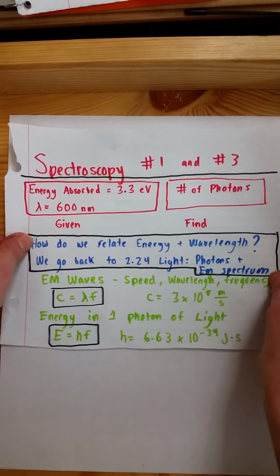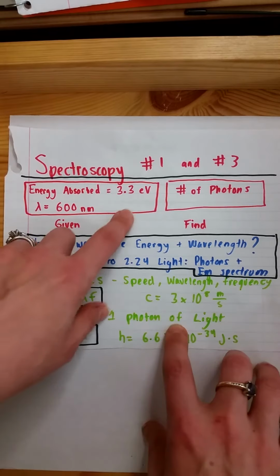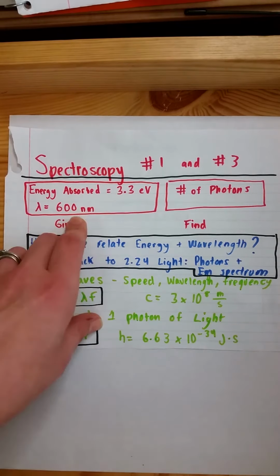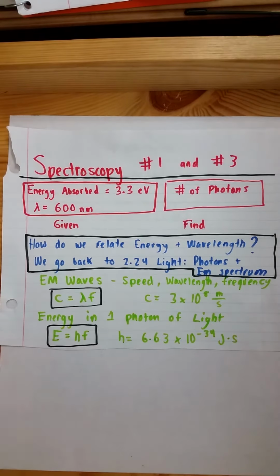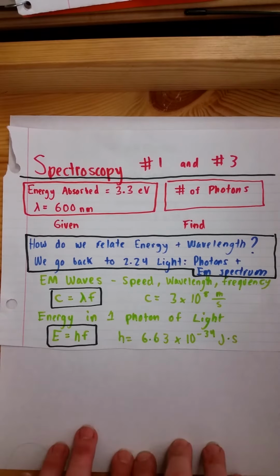So for the first one, we're given 3.3 electron volts, and we're given the wavelength, 600 nanometers. And we're looking for the number of photons. So how do we relate energy and wavelength? We're going to have to go back to chapter 2, section 2.24, which is light, photons, and the electromagnetic spectrum.